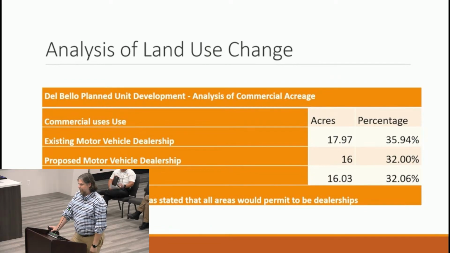And lastly, looking at the existing dealerships to the north, it's just about 18 acres. The proposed dealership that we saw on that last site plan is 16 acres, and then the remaining commercial is 16.03 acres. And that includes a portion to the north that's not developed, for a total of 50 acres.